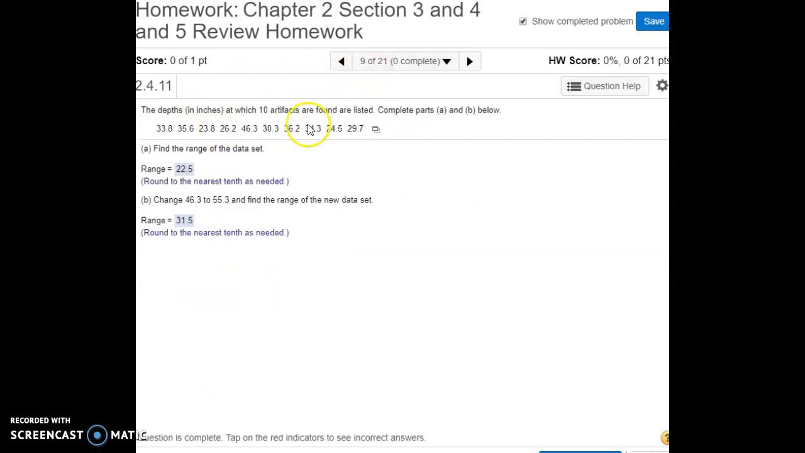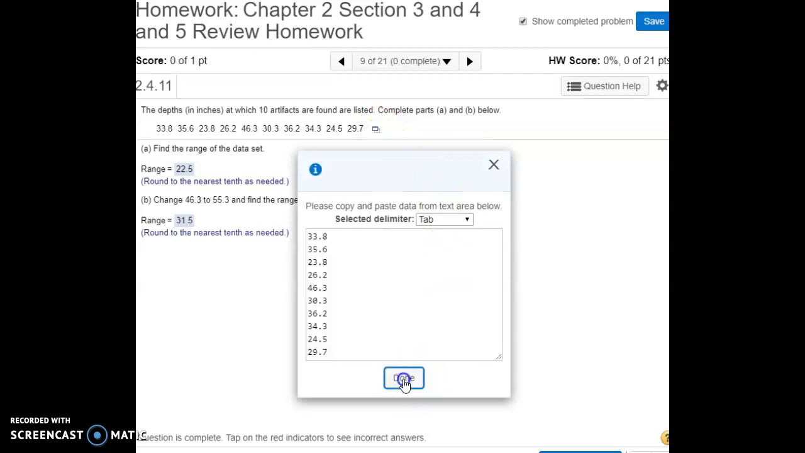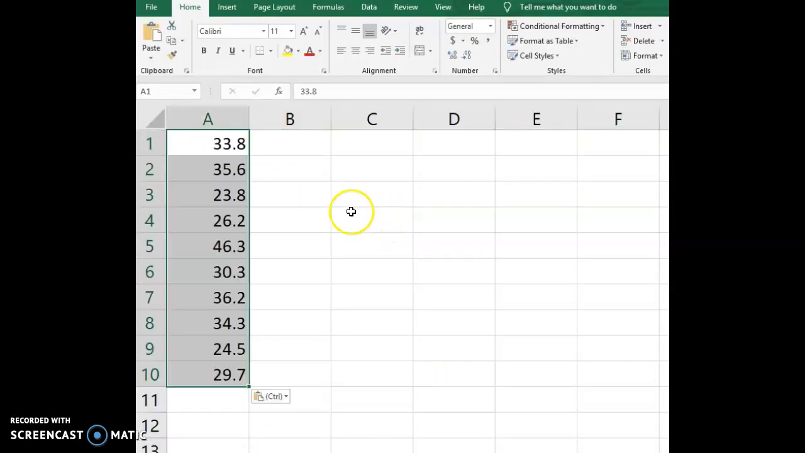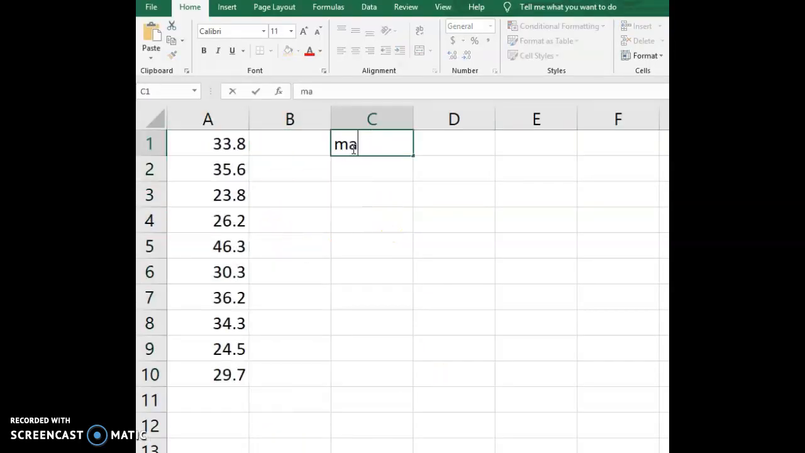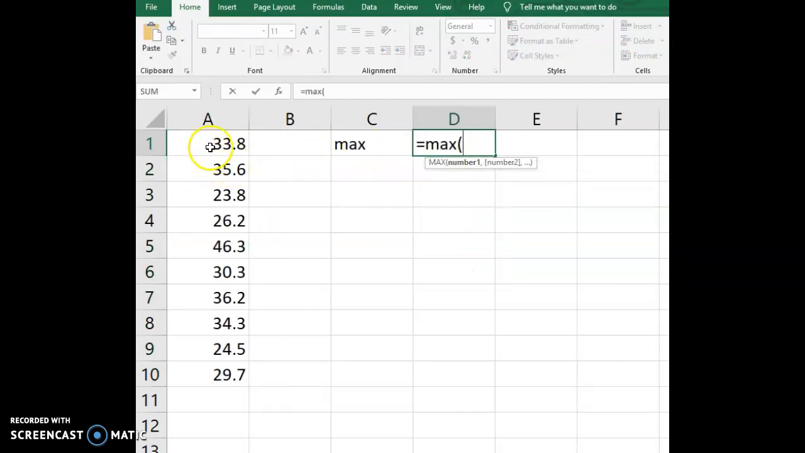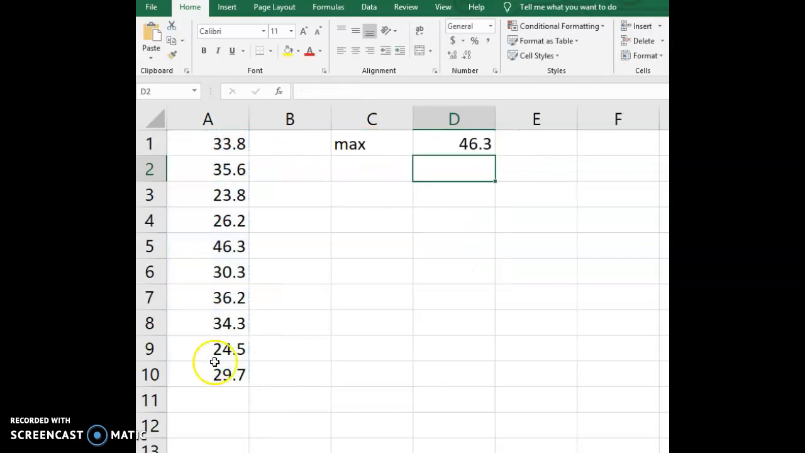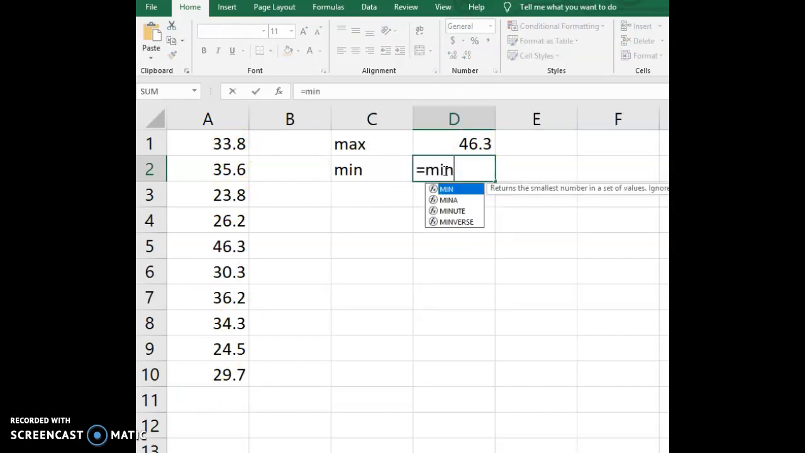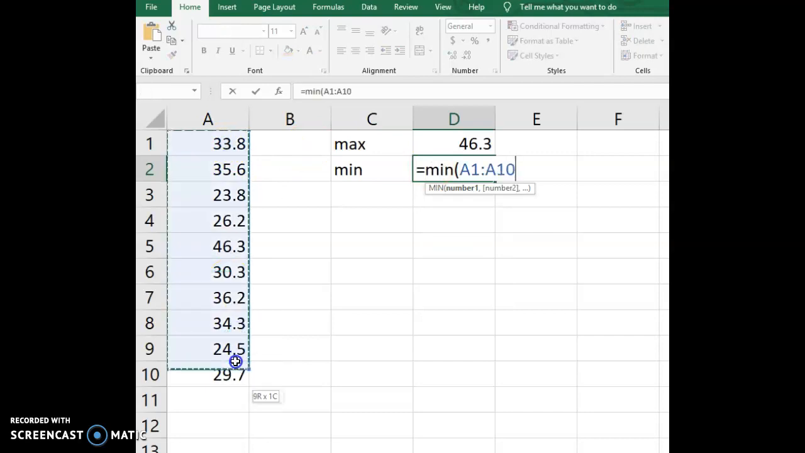Number 9 is again asking about range. So we need to identify the maximum and minimum values here. And I'm going to show how to do that in Excel. Copy it with Control-C. Pasting it into Excel here with Control-V. Now you can do equals max, open parentheses, select the data, close parentheses, and it finds the maximum data value for you. Now with just 10 values, you could probably do that by sight, pretty easy. Equals min for the minimum.